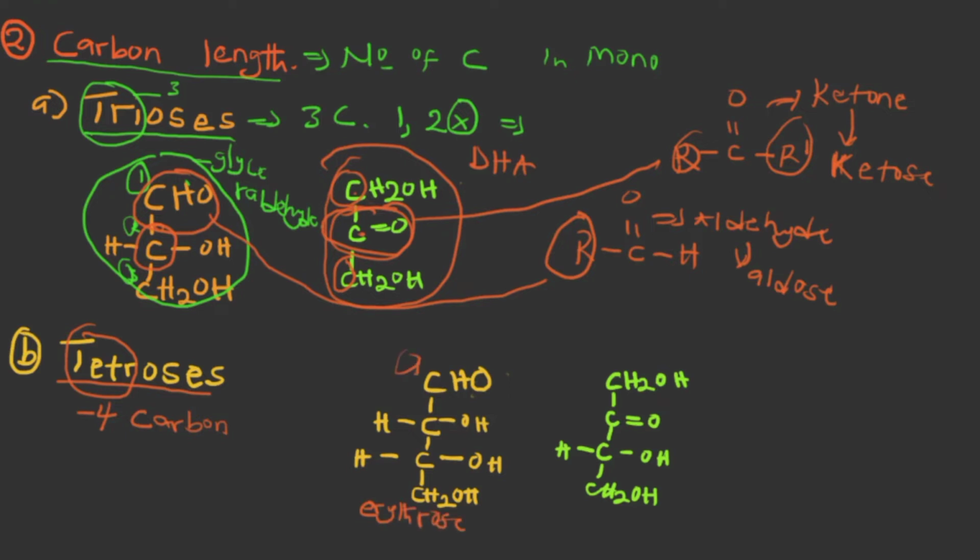And see, we have 1, 2, 3, and 4 over here, right? And if you look at the structure, this looks like an aldehyde, so this one is an aldose. Another example is erythrulose. This compound, as seen down here, is called erythrulose, and if you see, it has 4 carbons, and also you have a ketone functional group, meaning it is a ketose. Okay, so let's move further.